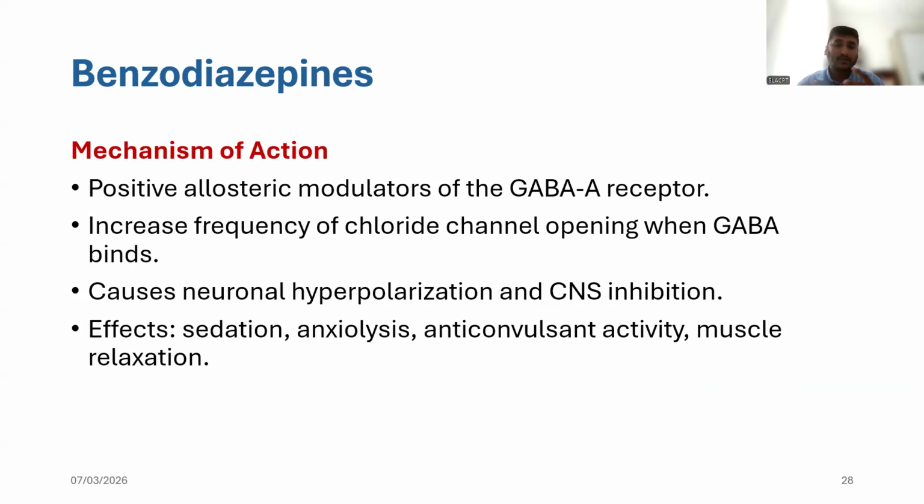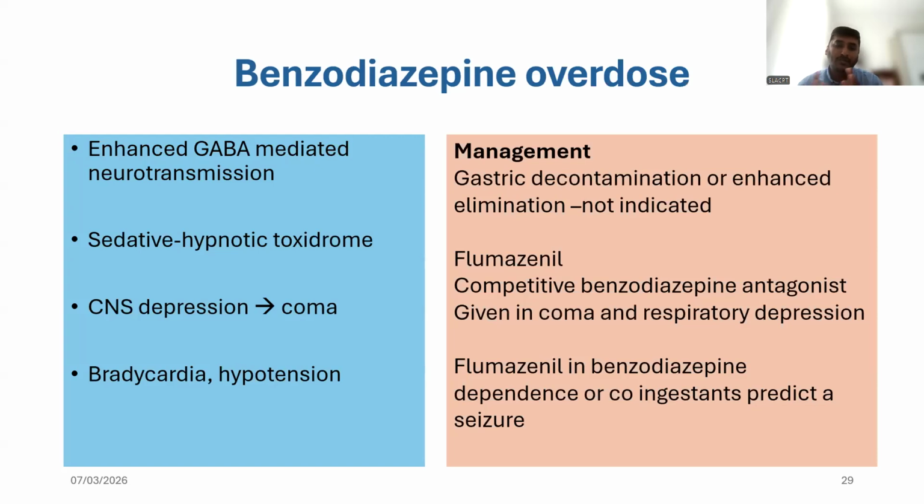Sometimes this can be just deliberate self-harm, but benzodiazepines are also misused and abused, so it can come as a recreational drug overdose. Benzodiazepines are positive allosteric modulators of gamma-aminobutyric acid A receptors, which eventually lead to CNS depression by increasing the gamma-aminobutyric acid inhibitory neurotransmission. That will lead to sedative hypnotic toxidrome. So the patients will come with sedation, hypnosis, CNS depression, maybe comatose at the time of presentation.